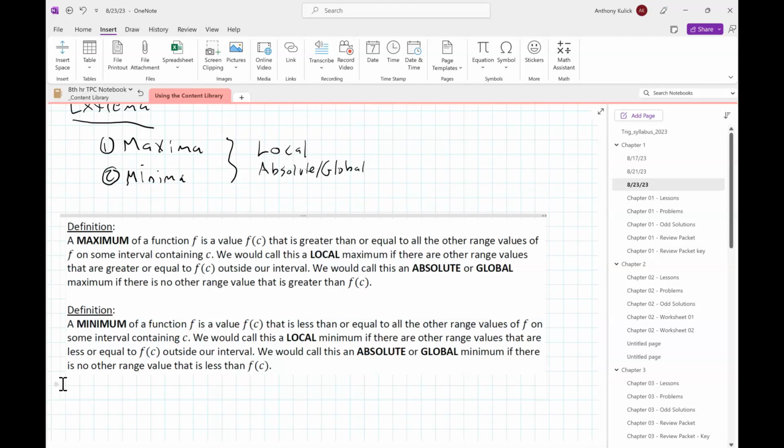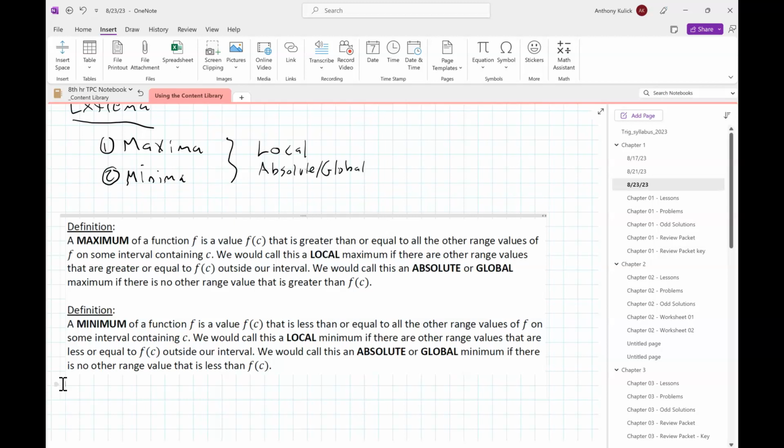Our definition reads, a maximum of a function f is a value f of c. So it's a y-coordinate, right? F of c is a y-coordinate that is greater than or equal to all other range values of f on some interval containing c. We would call this a local maximum if there are other range values that are greater or equal to f of c outside of our interval. And we would call this an absolute or global maximum if there are no other range values greater than f of c.